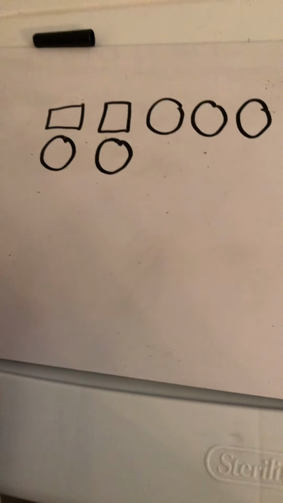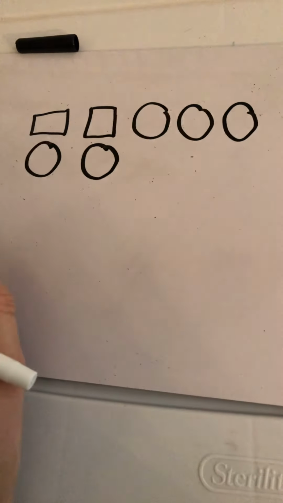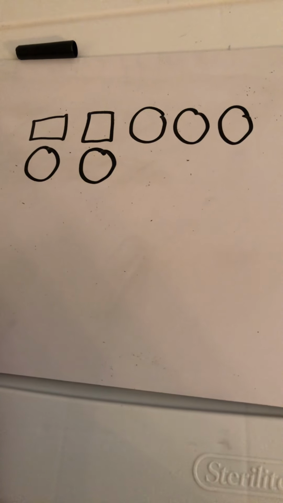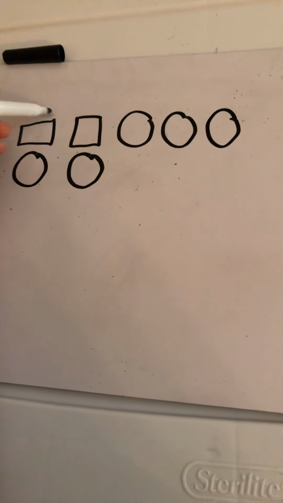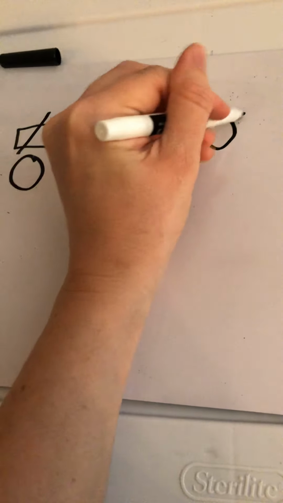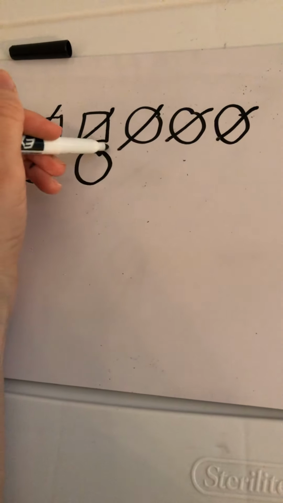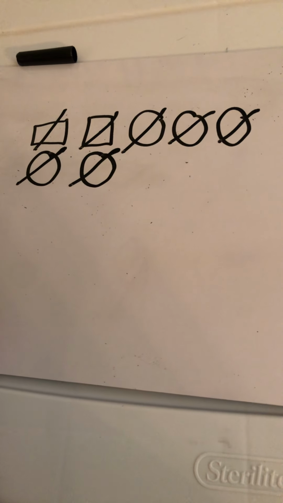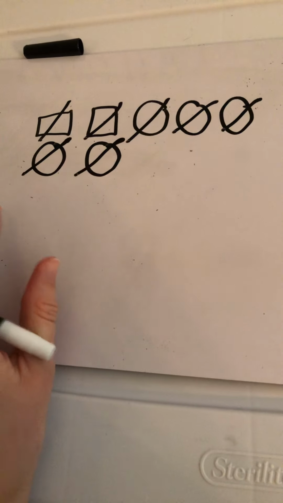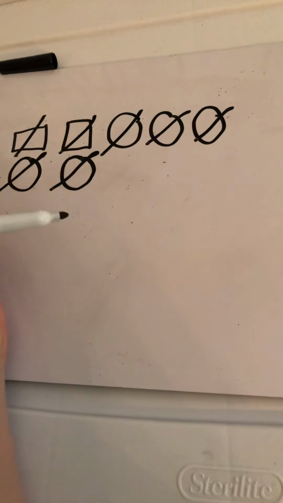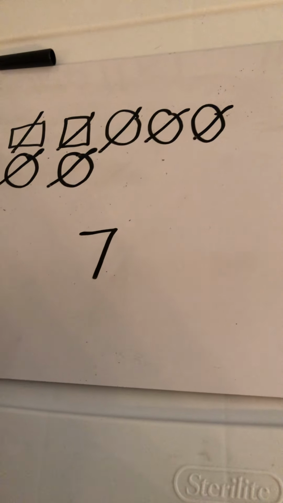Now, what do we need to do next? Right, we need to count them all together. So when we count them all together, make sure you cross them out so you remember that you don't need to count that one again. So 1, 2, 3, 4, 5, 6, and 7. So how many pieces of candy do we have? Chocolate bars and pieces of candy put together, how many do we have? We have 7. Good job, guys.